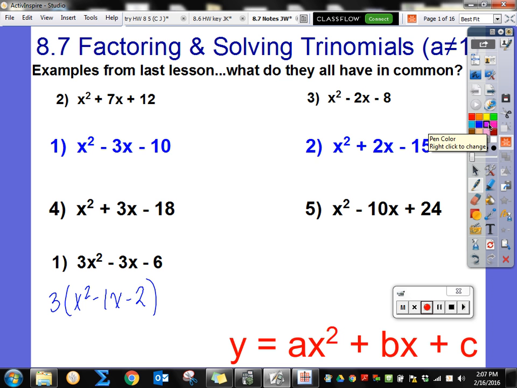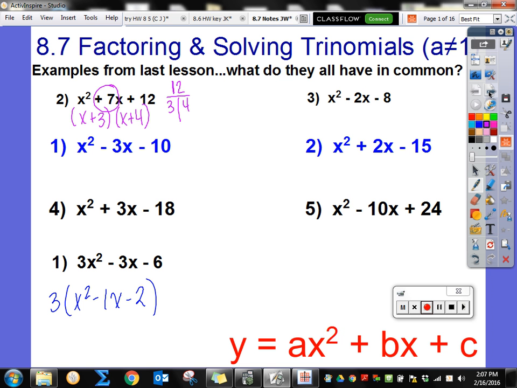So I need A equals 1, and I need two numbers that multiply to give me 12, but add to give me 7. So let's factor that real quick. What are the two numbers that add to give us 7? 3 and 4. So we would have x plus 3 times x plus 4. Okay, so that's your shortcut.